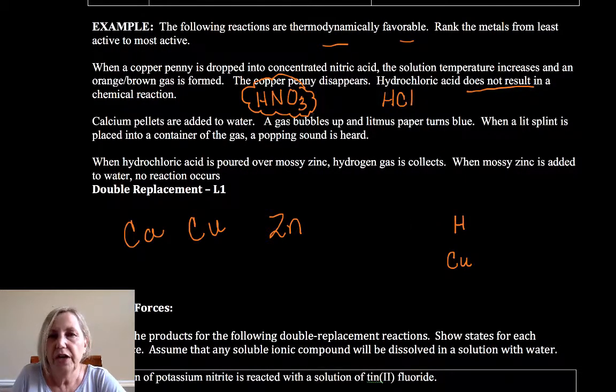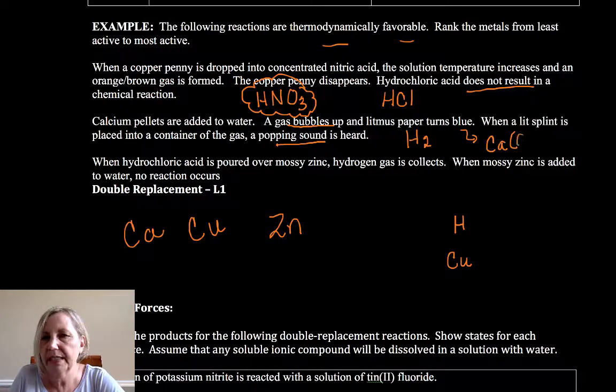Calcium, on the other hand, gas bubbles show up. So calcium reacts with water. If we hear this pop, kind of like a barking chihuahua, that popping sound tells us that hydrogen gas was formed. A blue base tells us we must have made, if litmus paper turns blue, we must have made a base. So that's clear indicator that calcium reacts with water. So calcium is going to be way above hydrogen.